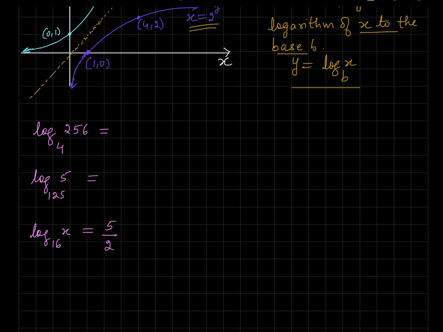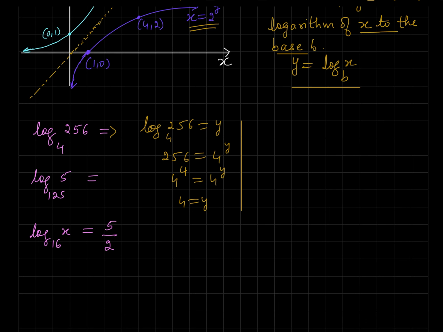Okay, so here I have written one. Log of 256 to the base 4 is equal to what? We have to evaluate. So what I can do is I can write this as log 256 to the base 4 is equal to y, and then I say that 256 is actually what? This is 4 raised to y. So 256 is 4 raised to 4, and this is 4 raised to y. So comparing the powers, I have 4 equals y. So this is how we evaluate log 256 to the base 4.